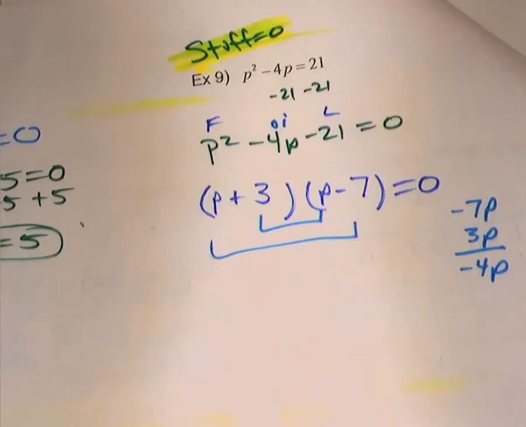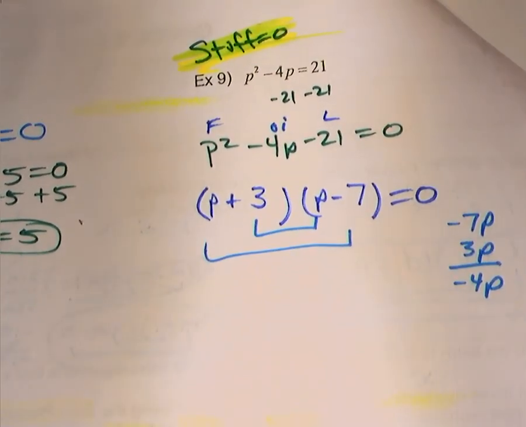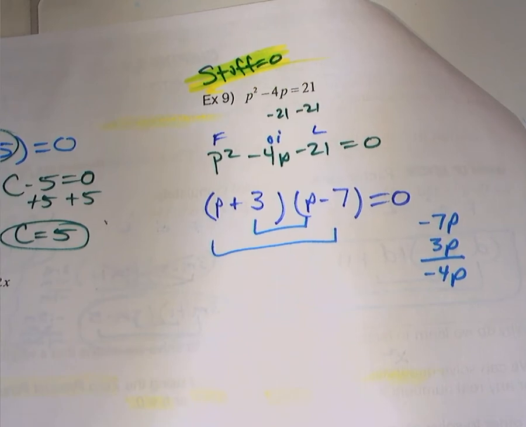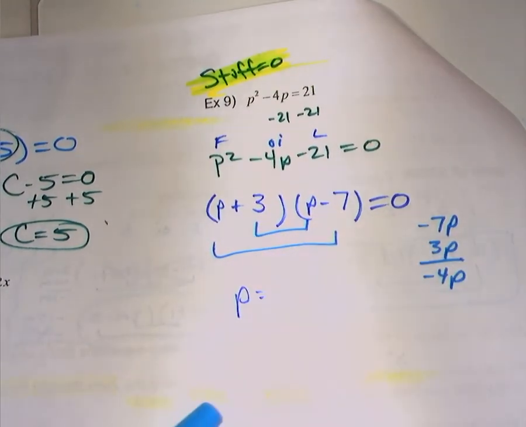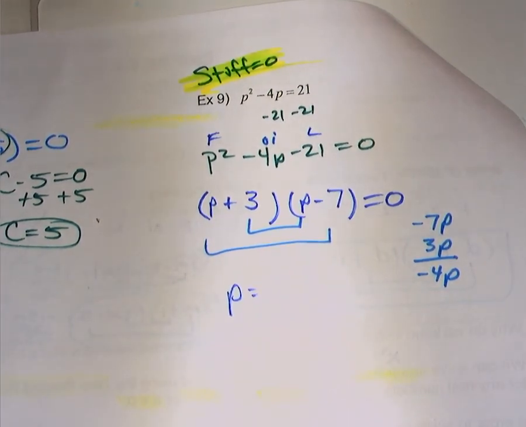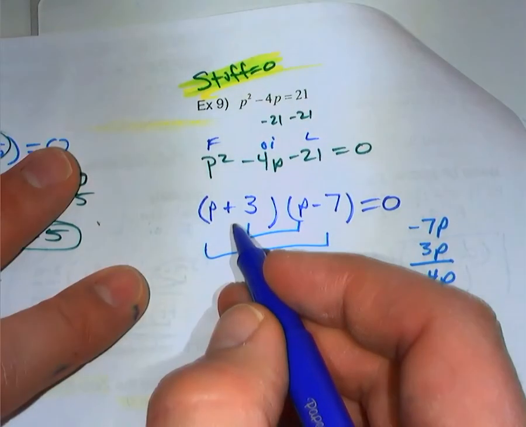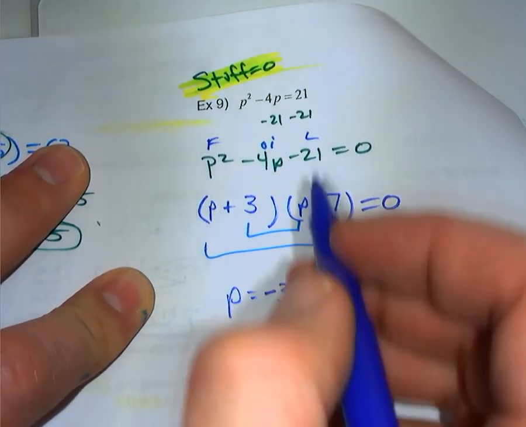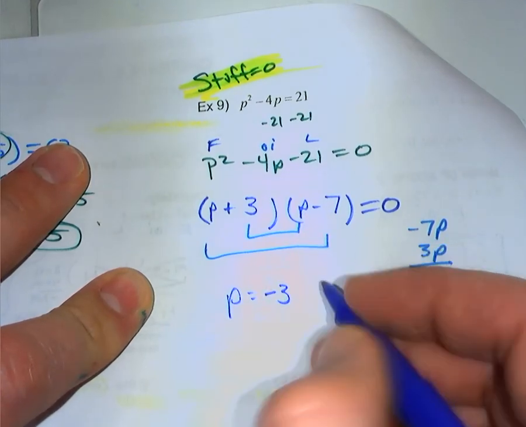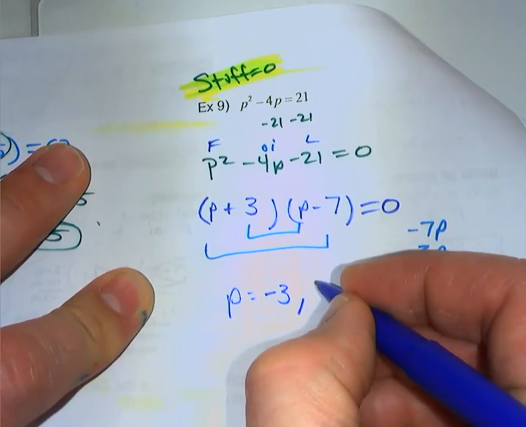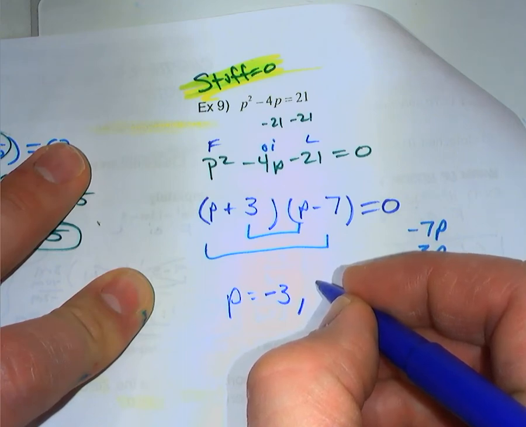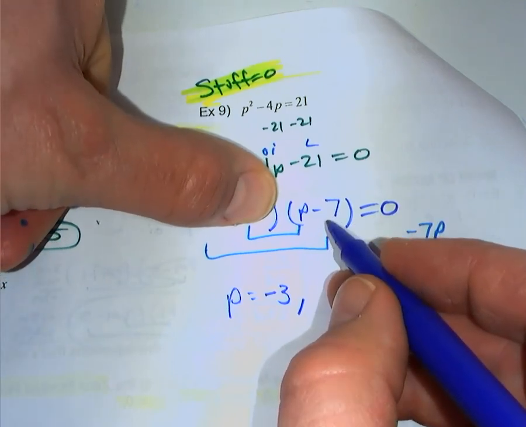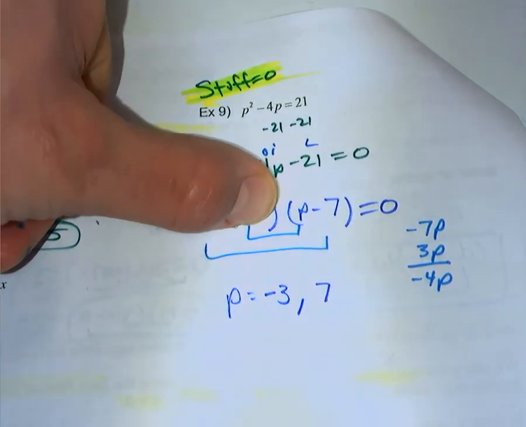So it checks out. Let me get it so you can see it. I'm zoomed in just a touch too much. Okay. All right, final answer. Guys, once I know I factored right, my final answer is just opposite of what I see. If I see P plus 3, my answer is negative 3, right? And if it's P minus 7 equals 0, P equals what? 7. It's opposite of what I see.